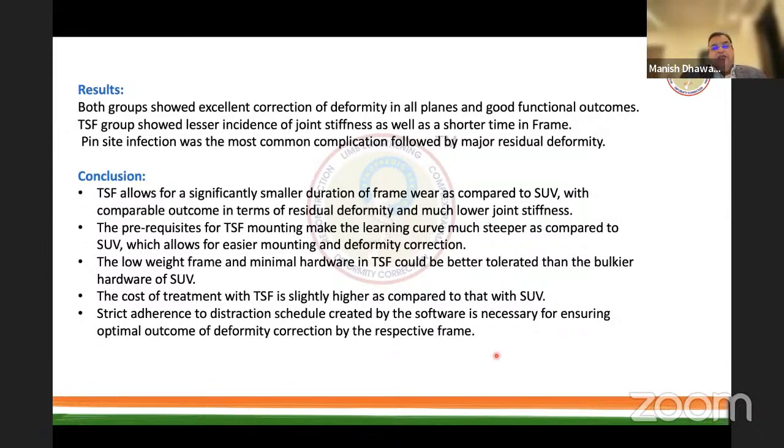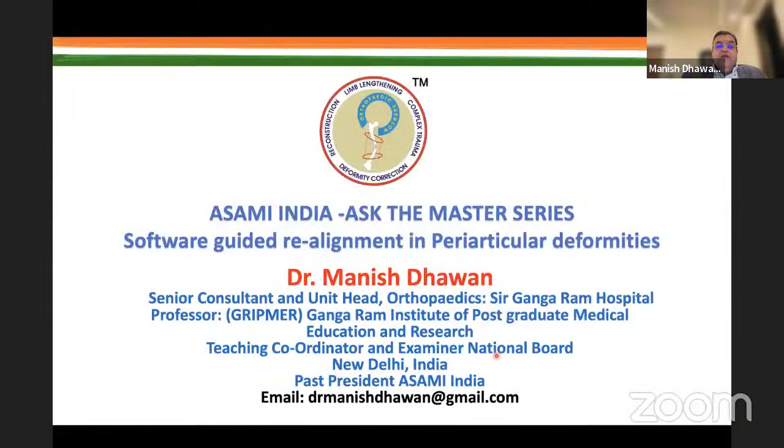Conclusion: TSF allows for significantly shorter duration of frame wear compared to SUV, with comparable outcome in terms of residual deformity and much lower joint stiffness, because rings are fewer and it is very patient friendly. The prerequisites for TSF mounting make the learning curve much steeper, so TSF is slightly difficult compared to SUV. SUV is the doctor friendly device. The low weight frame and minimal bulk in TSF make it better tolerated. Cost of treatment is high in TSF. Strict adherence to the distraction schedule created by software is necessary for ensuring optimal outcome of deformity correction by the respective frame. Thank you very much.